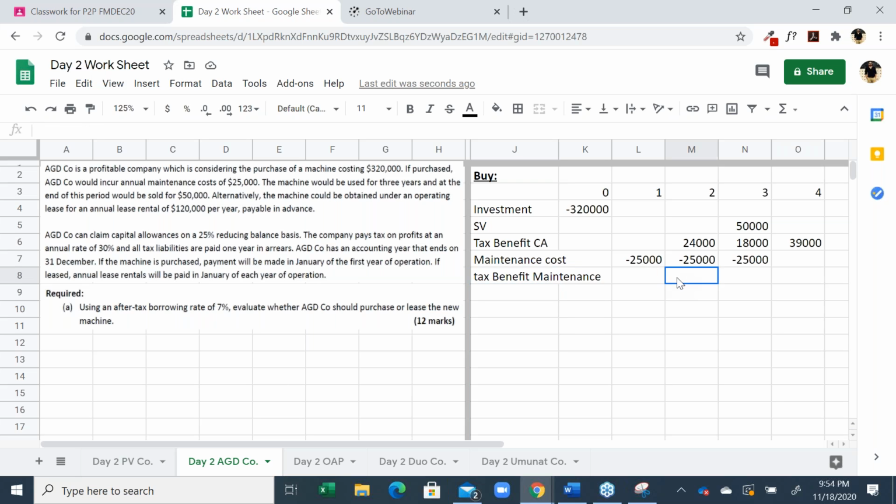And that is going to start from year 2 because of the arrears. So we should take 30% of 25,000 as our tax benefit related to maintenance cost. So 7,500. The 7,500 is basically the reduction of the tax liability because of claiming this as an expense. And since every year's maintenance cost is same, the tax benefits will also be same. Now I think we are done with all the costs. Let's now calculate net cash flows for each year.